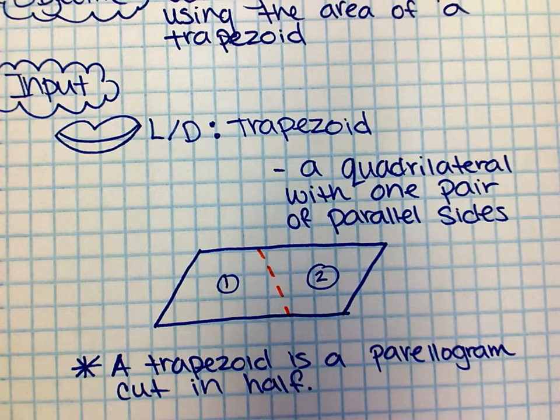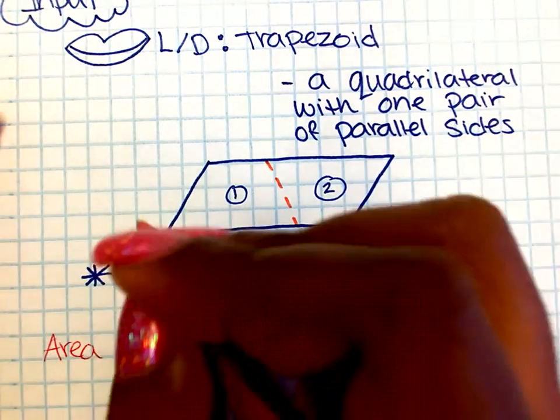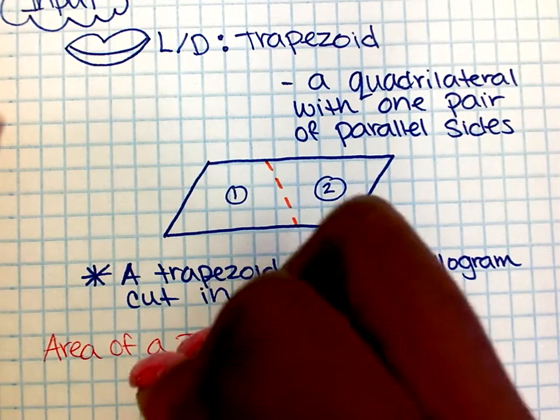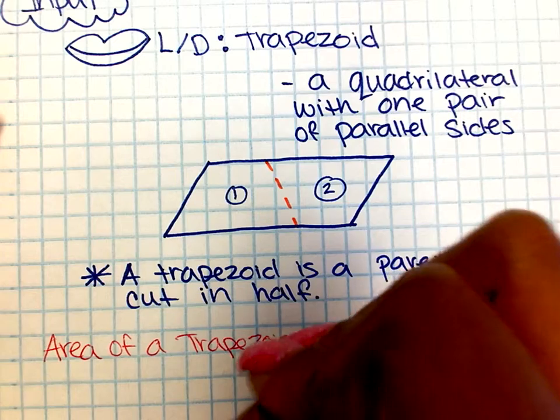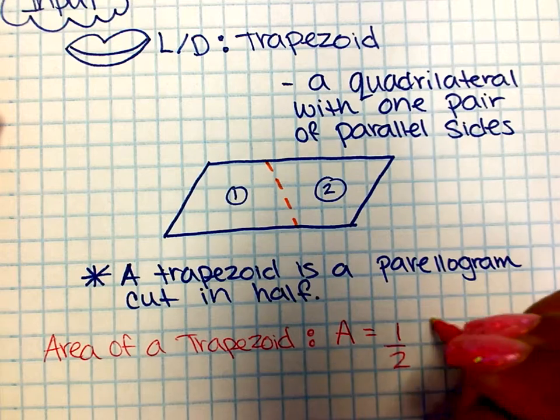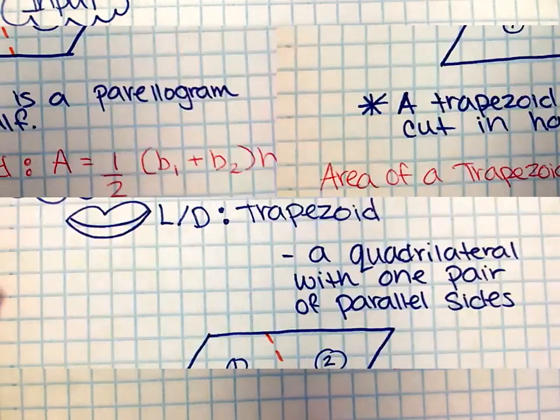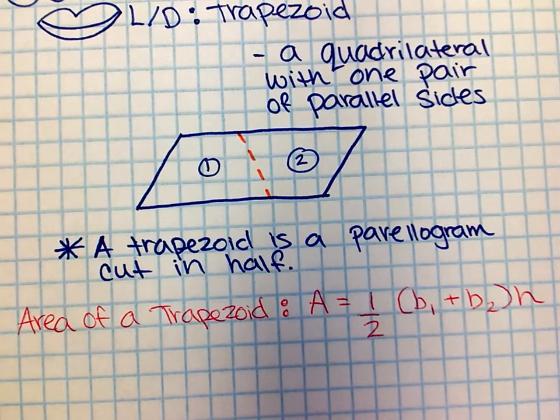Now in geometry there's always a formula, and this formula only requires one extra step. So in any different color that you want to use to write your formula, or highlight it, area of a trapezoid is area equals 1/2 the first base plus the second base times the height. So you add the two bases, multiply it by the height, divide by 2. So just one extra step, you just have to add the bases together.